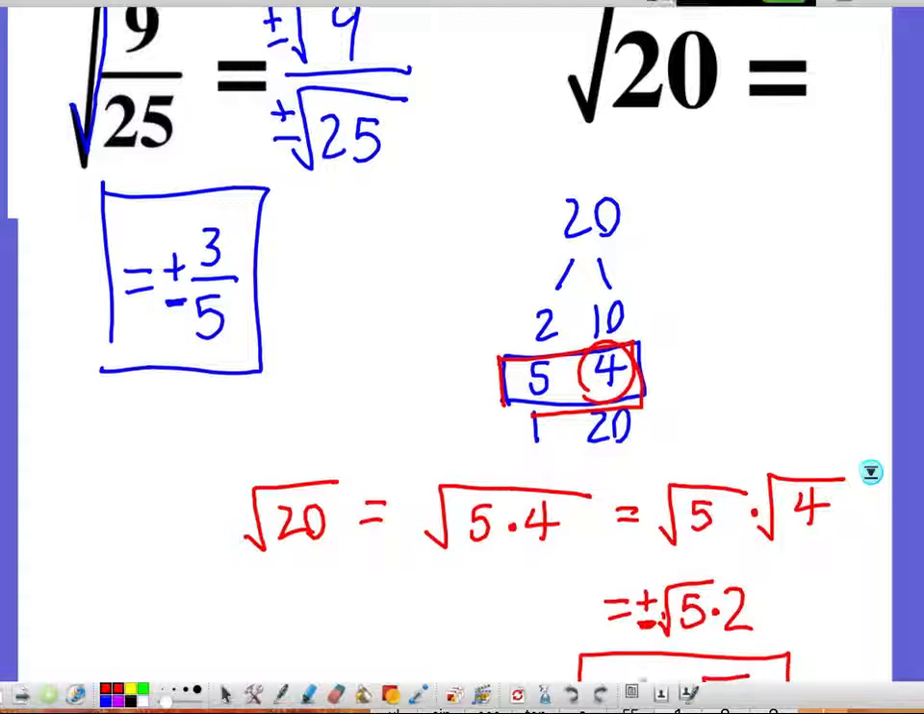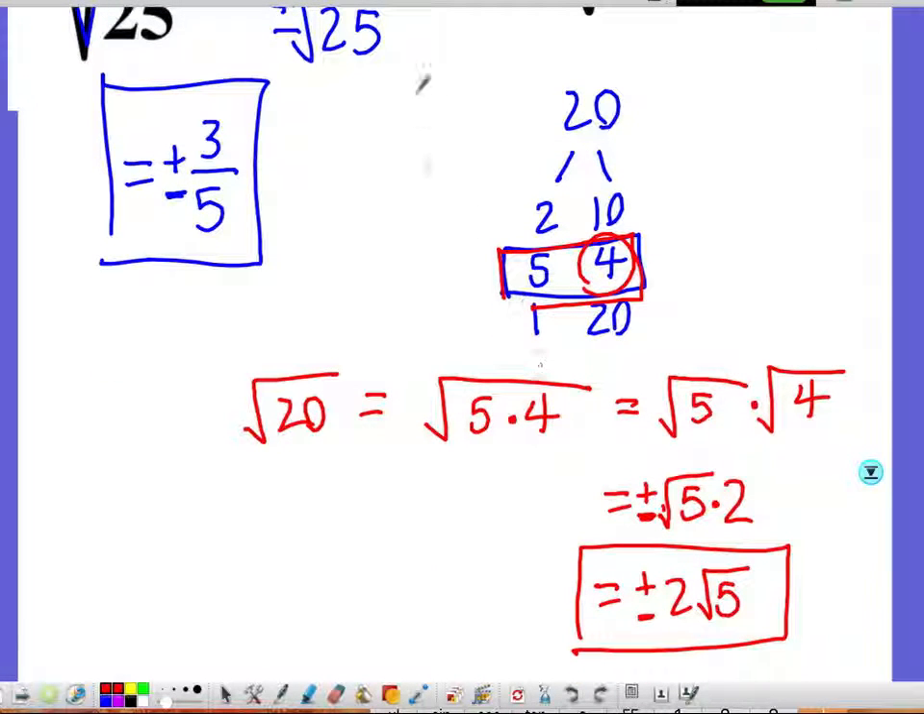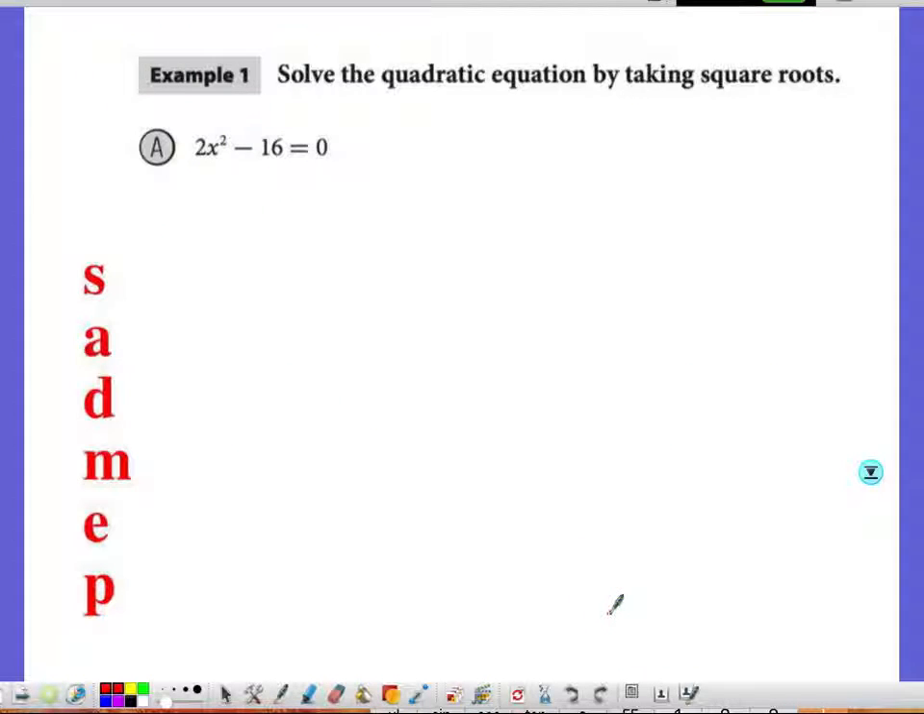So can you see how I broke 20 into factors that included a perfect square, and I broke it down into 2 square roots, and that enabled me to simplify into this form right here. Okay.